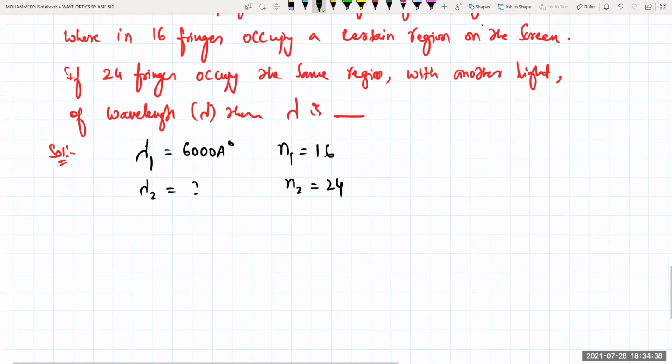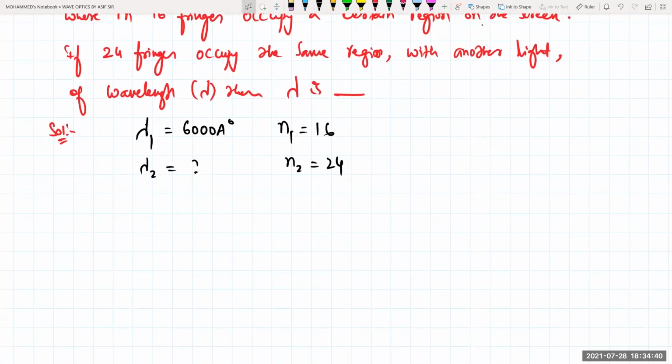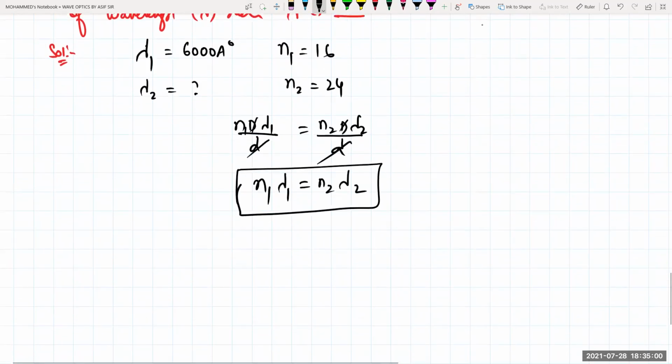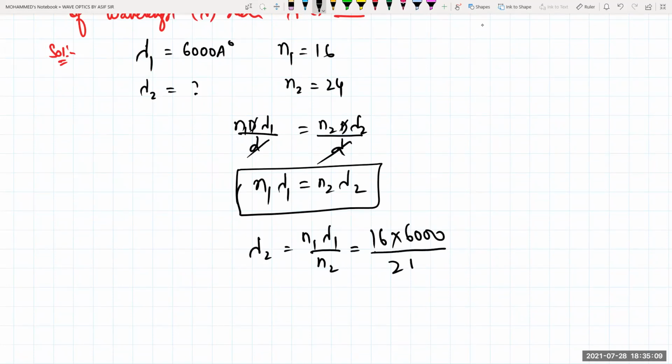So for the nth bright fringe, we know the formula, beta, isn't it? So I'll write this relation now. N1 into capital D into lambda 1 divided by small d must be equal to N2 into capital D into lambda 2 divided by small d. Capital D gets cancelled. So I can use N1 lambda 1 equals N2 lambda 2. This is a direct shortcut, isn't it? So you can use that directly to get the value of lambda 2. So lambda 2 equals N1 lambda 1 divided by N2. N1 is 16, lambda 1 is 6,000, divided by N2, which is 24.